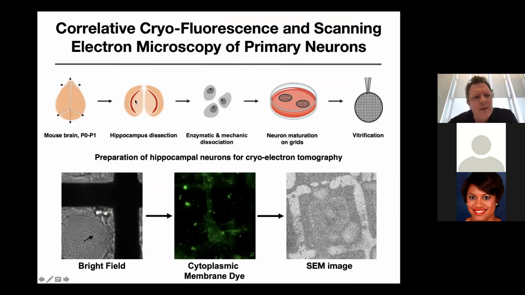We are currently doing cultured neurons that we take from mouse embryos and culture onto these 3mm grids, and vitrify them. The reason why it's necessary to have a fluorescence component is that if you look at the cells, typically using electrons, you don't really see very much.